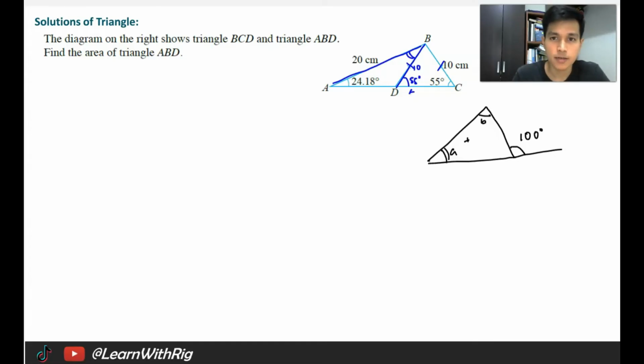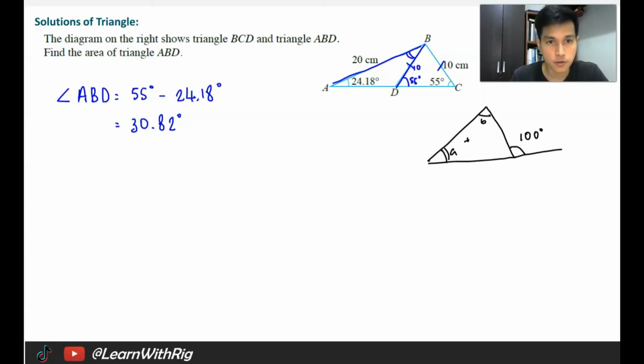So to find that angle, I can use, let's say, angle ABD equals 55 minus 24.18. So you should get 30.82 degrees. Okay, so that's angle ABD. So now you can find your area.